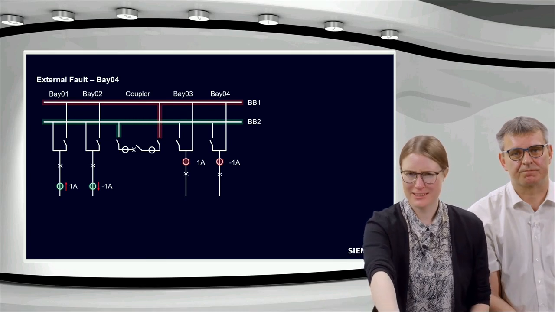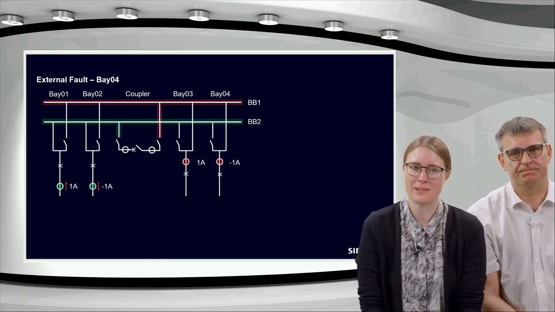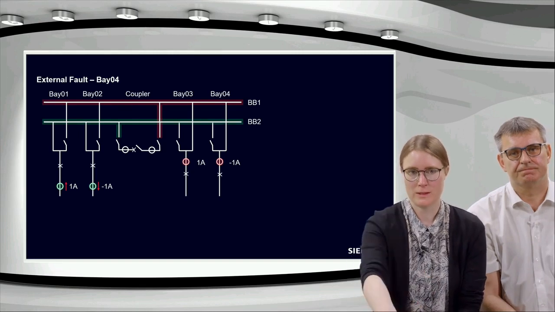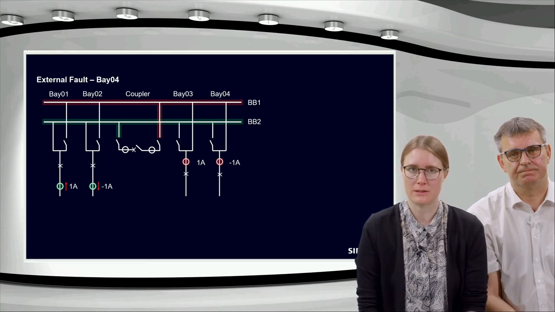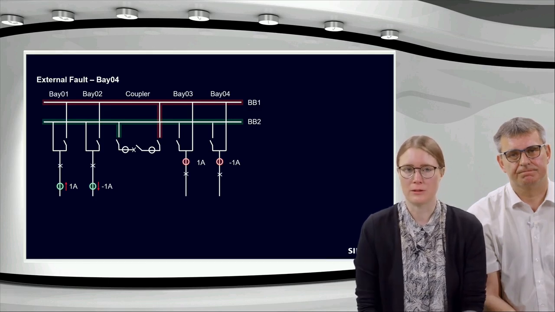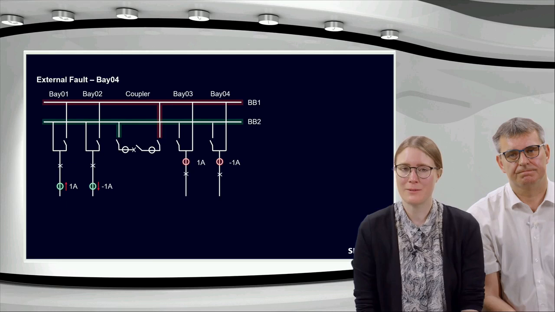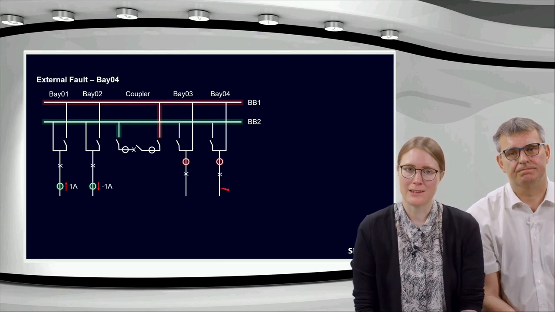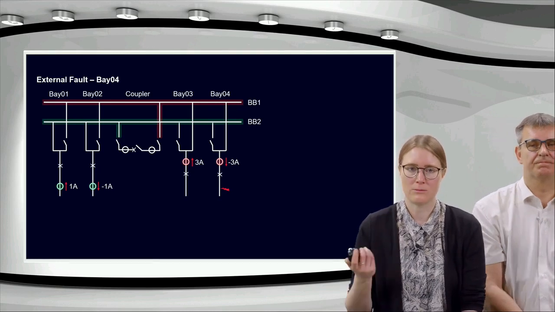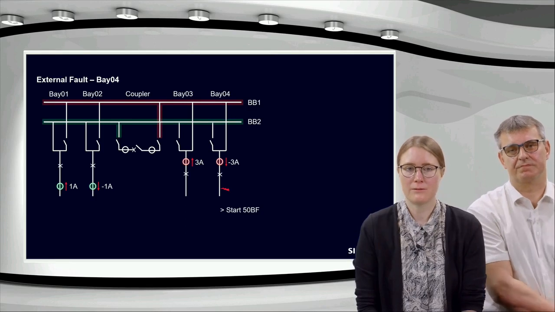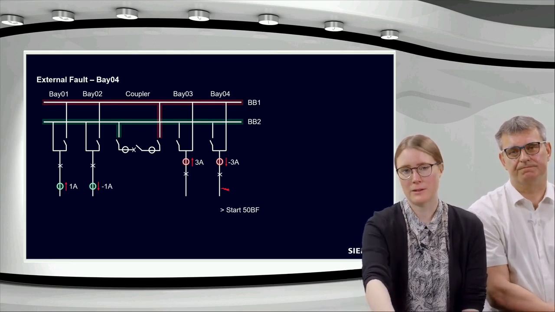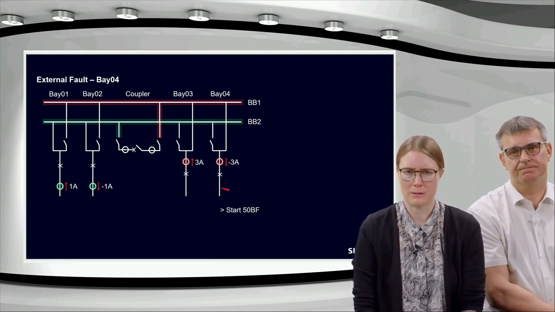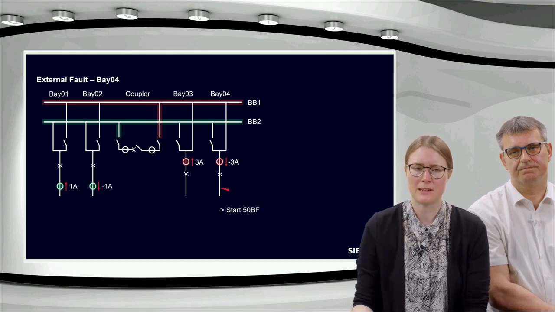So the third scenario I want to demonstrate is an external fault in bay 4. So we start once again with the stable conditions, with the coupler open, and there's current flowing towards the busbar in bay 3, over busbar 1, and away from the busbar 1 in bay 4. And now let's assume there is a fault, and the current flowing towards the fault, for example, increases, and we receive a start signal for the circuit breaker failure protection, because, for example, a remote line differential protection system tried to trip this line and the breaker failed.